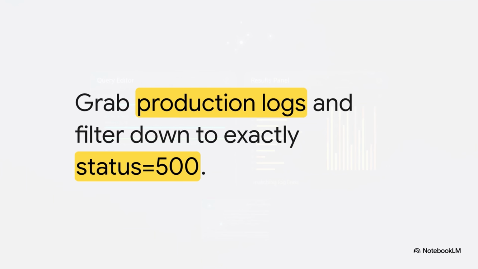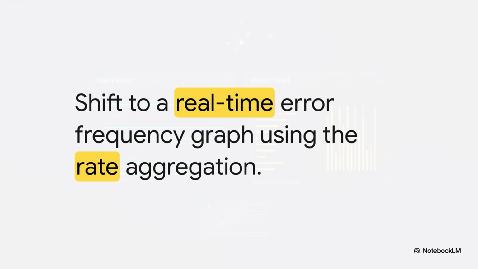actual source. So, by adding the rate aggregation, we shift our entire view from raw text logs to a real-time error frequency graph. We're now calculating the rate of those 500 errors over the last 5 minutes and summing them up, grouped by the application name. The shape of the problem is finally becoming clear.